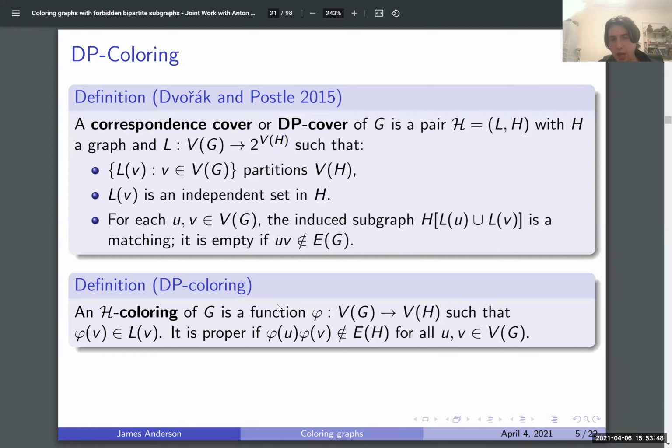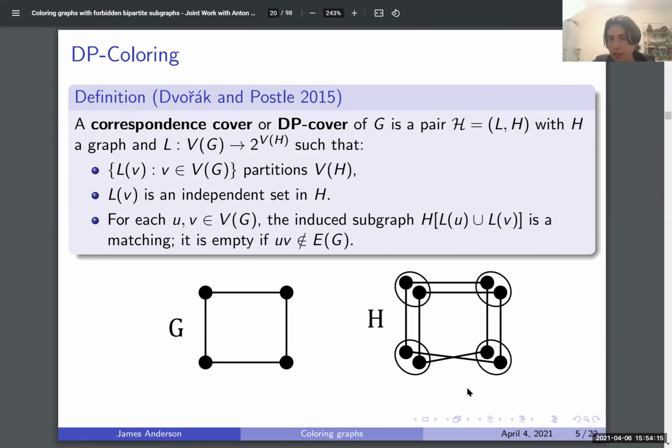And so an H coloring of G is a function which assigns each vertex of G to a vertex in H such that the vertex it's assigned to was in its own list. It's proper if phi of u, phi of v is not an edge in H for each edge uv in G. So back to the picture, we can think of a coloring here as an independent set of H that chooses a vertex in each of these lists.